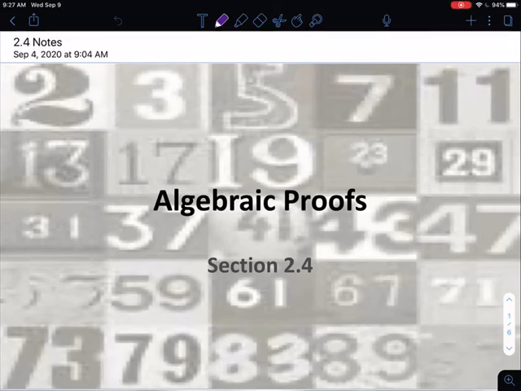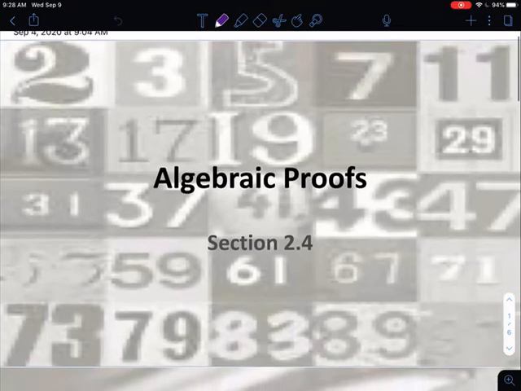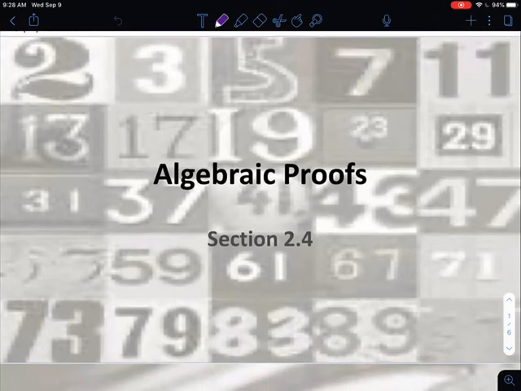All right, so last lesson we talked about properties of equality like addition, subtraction, multiplication, division. We talked about the symmetric, reflexive, and transitive property. Those properties are going to come into play here today when we talk about what's known as algebraic proofs. Algebraic proofs basically boil down to solving an equation and just keeping track of what steps you work through to get from start to finish.